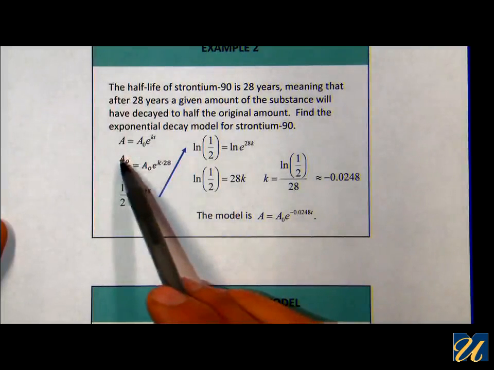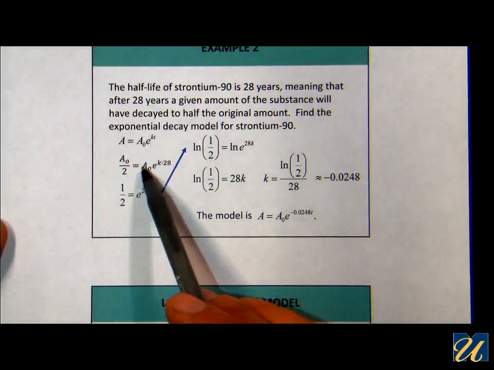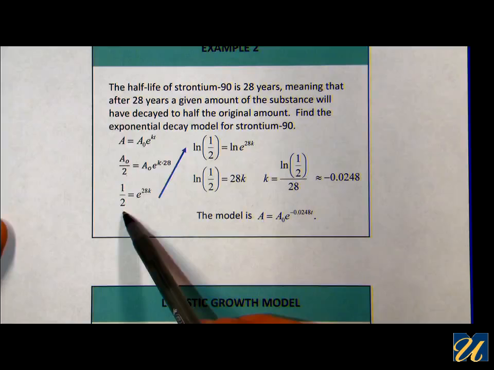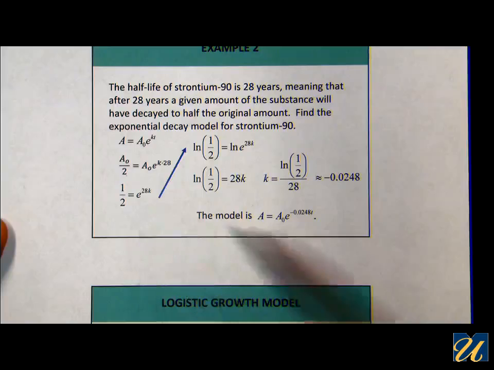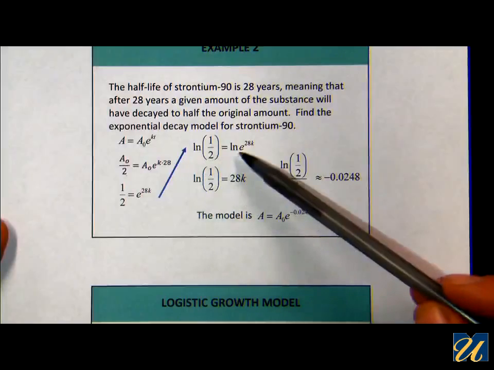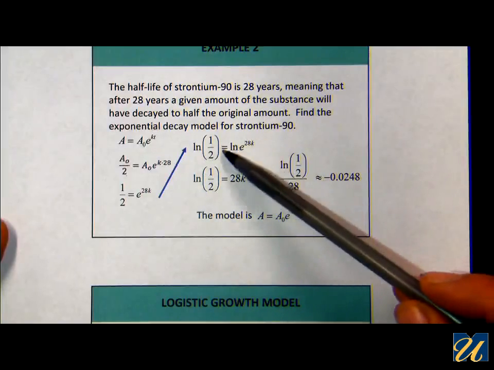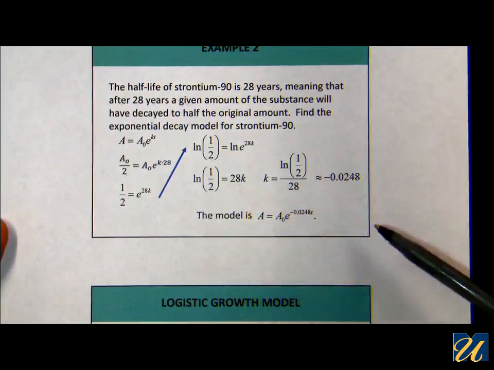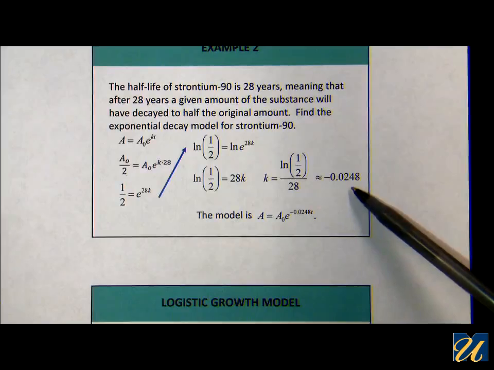Since we have A0 on both sides of the equation, dividing both sides by A0 will eliminate it, and that now has only one variable in it, which is k, and we can find k in the same way as in the previous example. So we take the logarithm of both sides, use the power property on the right side, and then divide both sides by 28. So this is the approximate value of k.